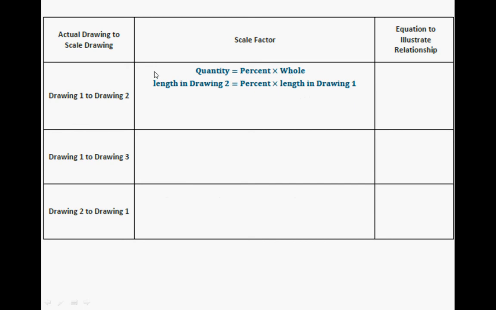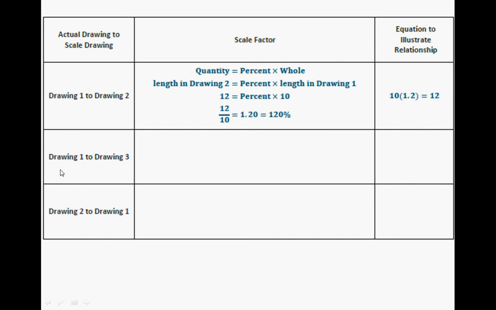Remember, the whole is being represented by drawing 1, and the quantity is being represented by drawing 2. So that means 12 is equal to percent times 10, and when we solve for the percent, we get 120%. So how do we illustrate the relationship? Well, the length of 10 times the percent, 12/10, which is the same as 120%, is equal to 12.